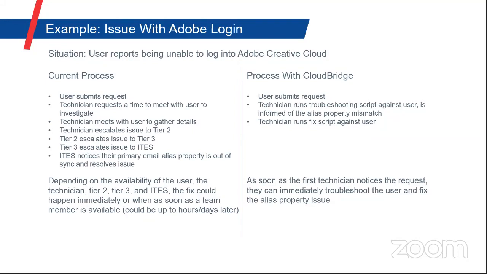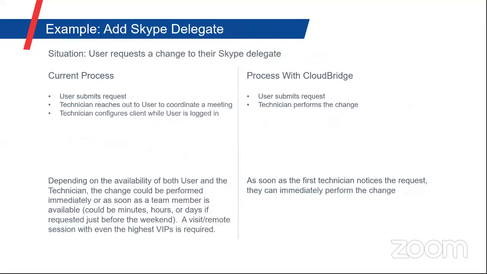With Cloudbridge, the tech can right-click on the entry for the user experiencing the issue. There's a script that runs. It checks to see, are these properties aligned? And if not, it fixes it. So the issue is resolved as soon as the technician is notified.